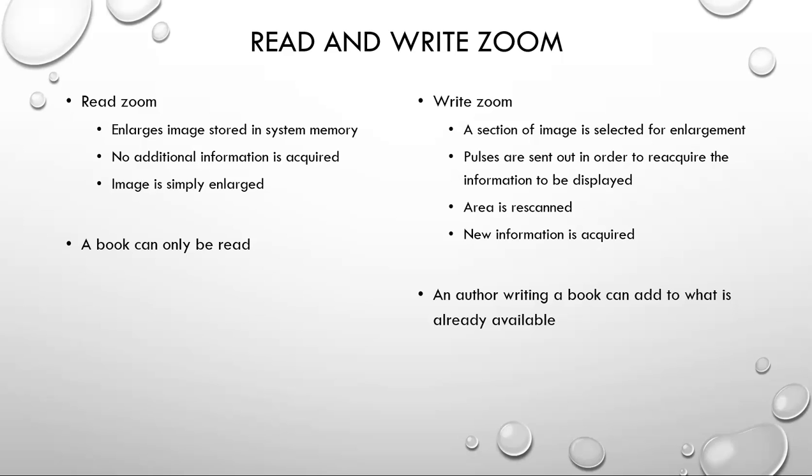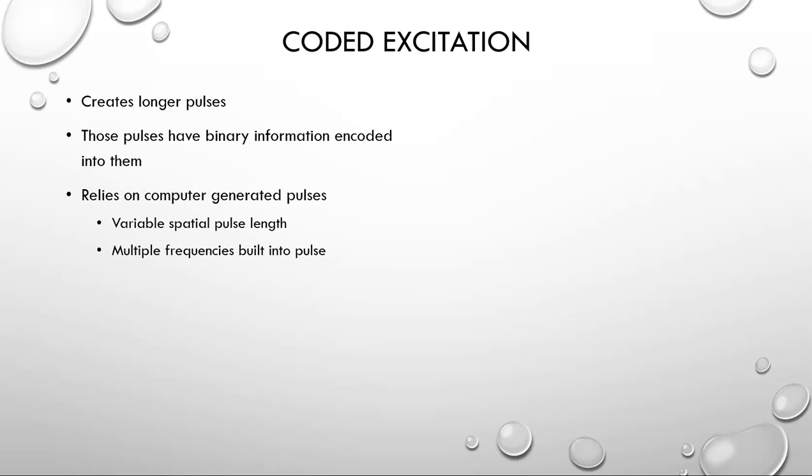Let's talk about coded excitation. Coded excitation is a transmit function that creates longer pulses. I've already talked about this as binary encoded transmission. That's exactly what it is. We call it coded excitation. This creates much longer pulses, but these pulses have binary information encoded into them.